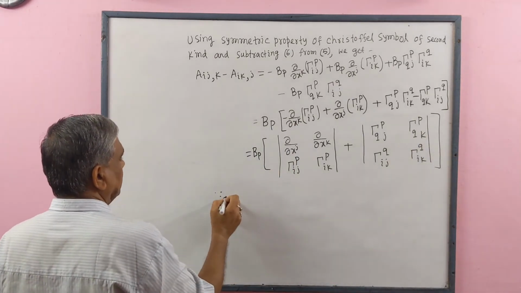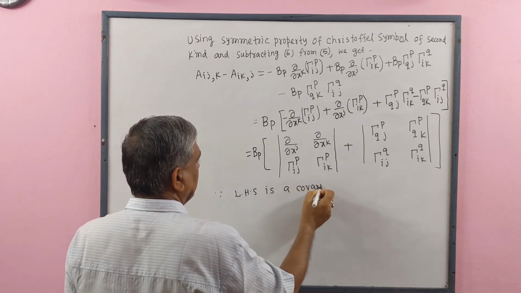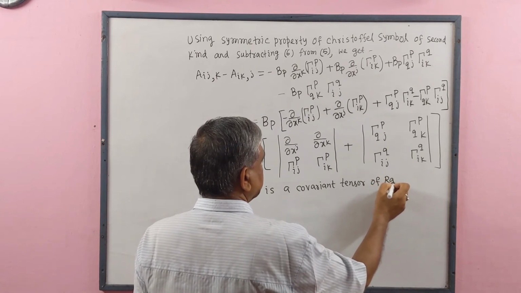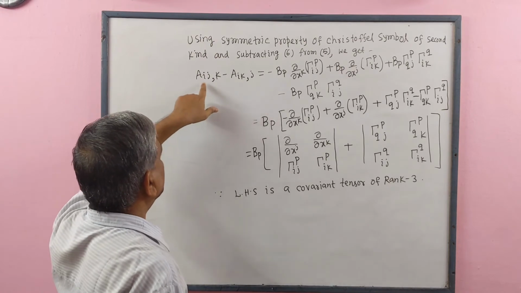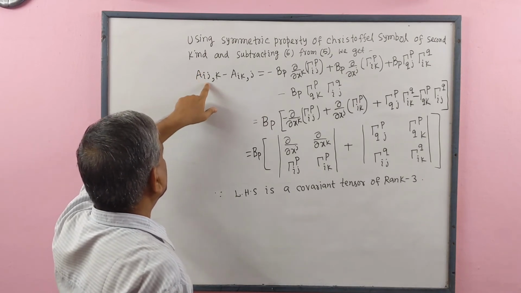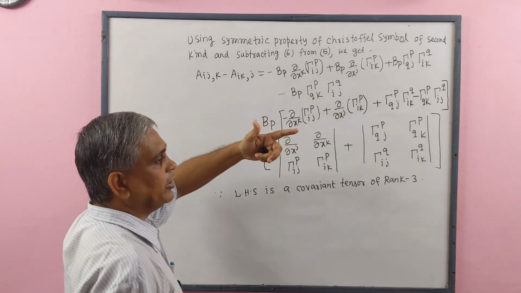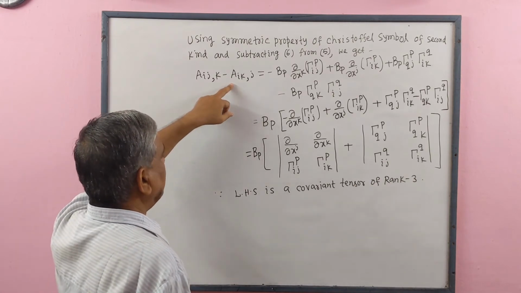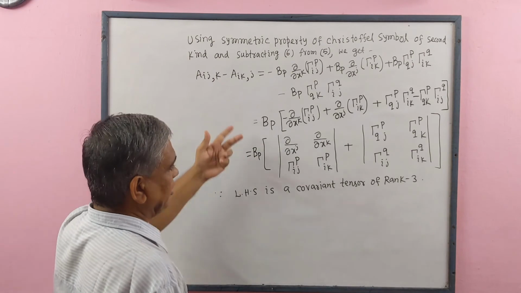Since the left side is a covariant tensor of rank 3. Here we see that ijk, or in other way also we may see that this is the tensor of rank 2 and again we have taken covariant derivative. So one covariant rank will be increased and this is the difference between two tensors which are covariant and of rank 3. So the difference of two tensors of the same rank is a tensor of the same rank.